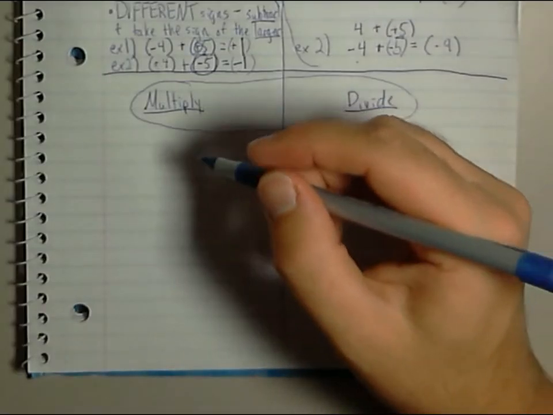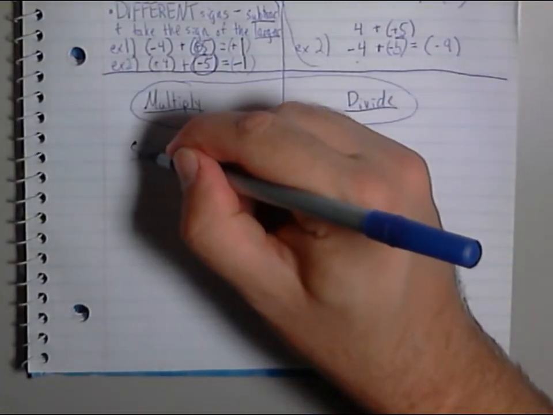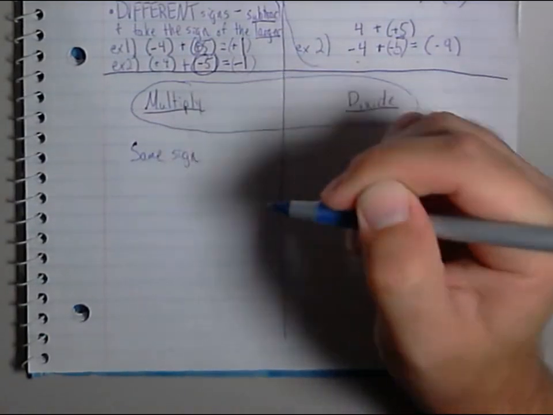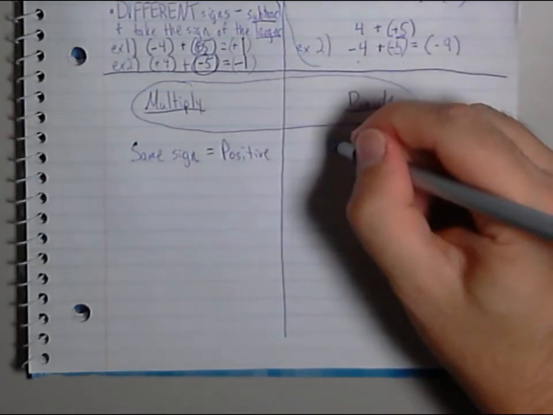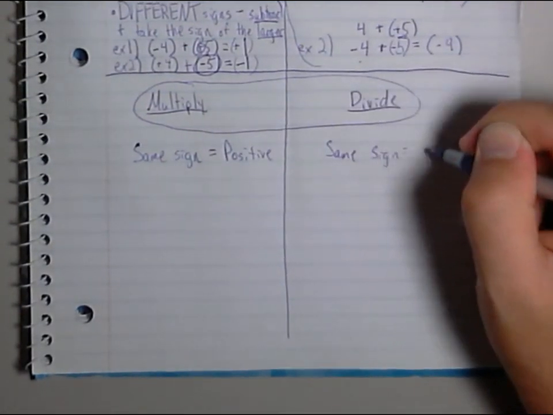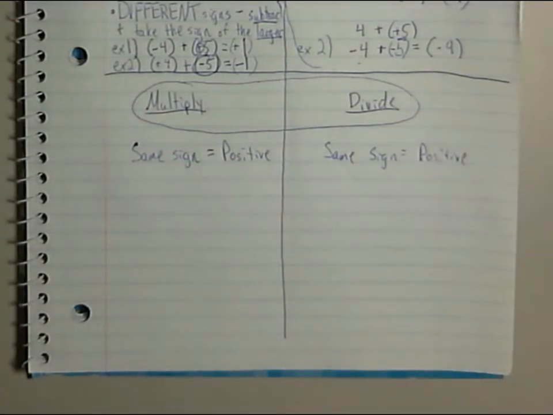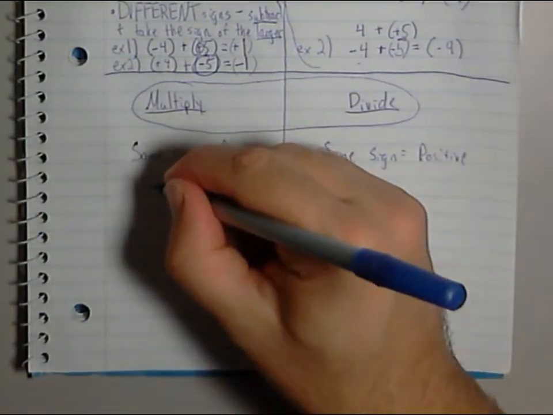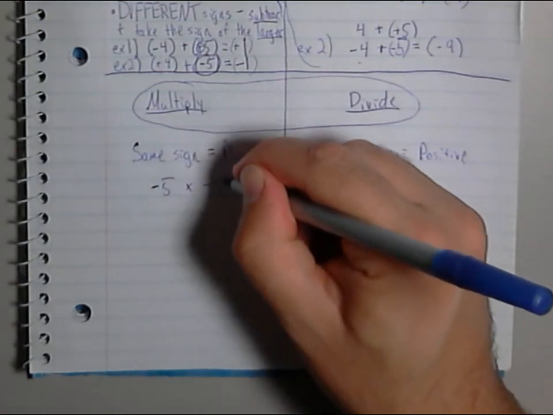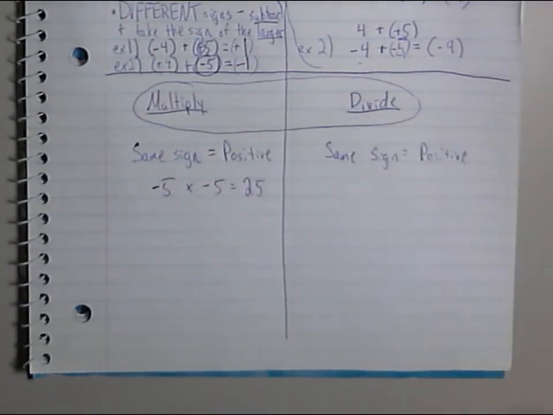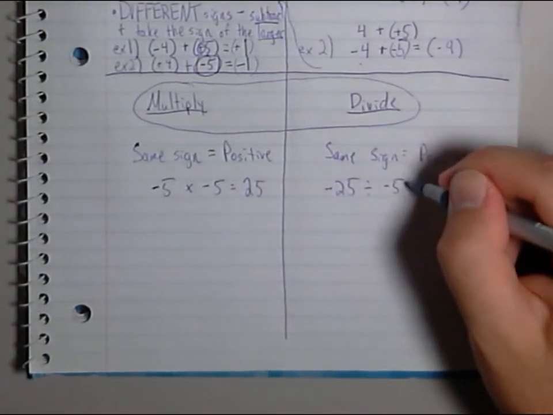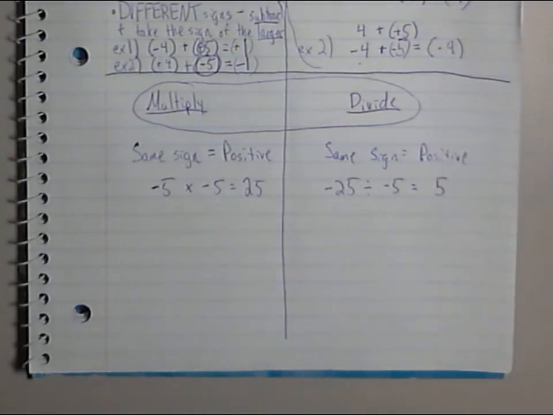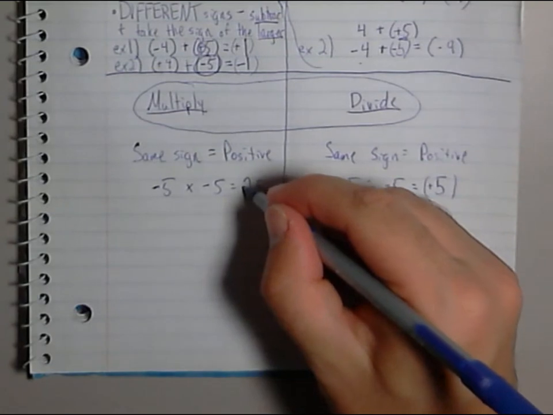The rules for multiplication and division are the same, essentially, and they're a little bit easier to remember. So what I write for my multiplication side, I want you to write on the division side the same thing. So when we have the same sign in a multiplication or division problem, our answers are going to always be a positive answer. So if I do negative 5 times negative 5, that would give me a positive 25 because both of the 5s were negative. If I were to do negative 25 divided by negative 5, both the negative 25 and the negative 5 were the same. Therefore, our answer would be positive.